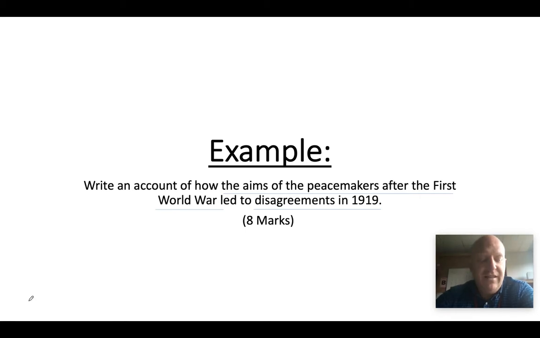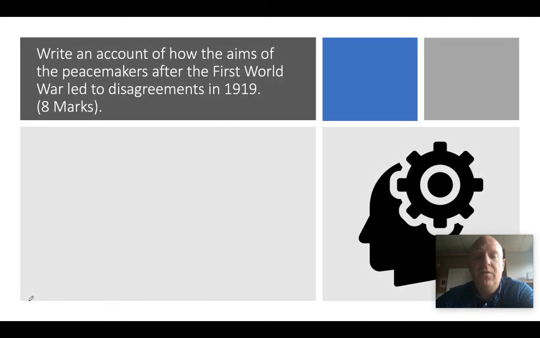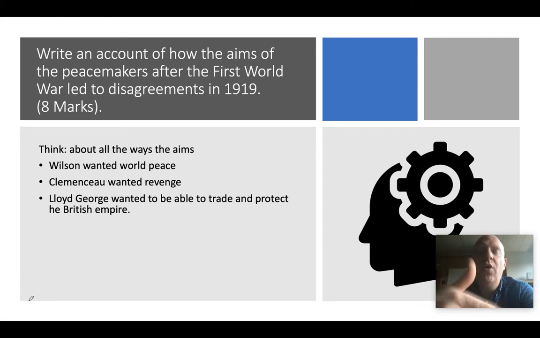So let's have a look. When we do these little essays, we always should stop and think and have ourselves a little plan. So when we're thinking about this, we've got to think about the X. What were the aims? In this case, Wilson wanted world peace, Clemenceau wanted revenge against Germany, and Lloyd George wanted to be able to trade and protect the British Empire. Now, if you don't know about this, it doesn't matter. I'm giving you some aims, so the structure and the idea of what you would do. If you had learned this, you would know that that is the case.